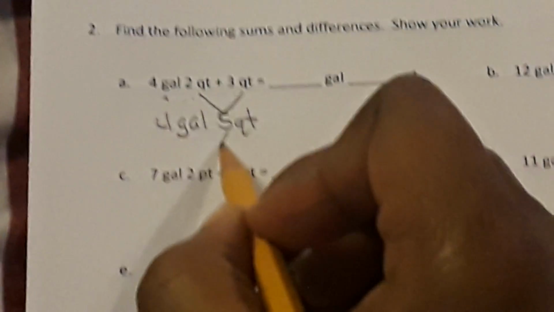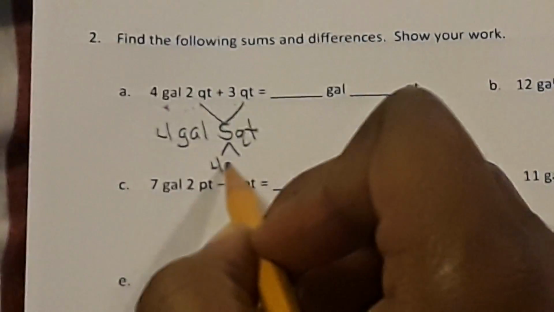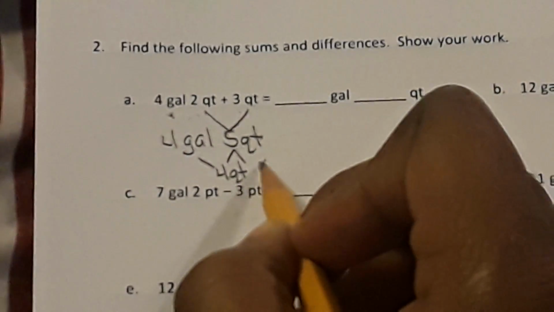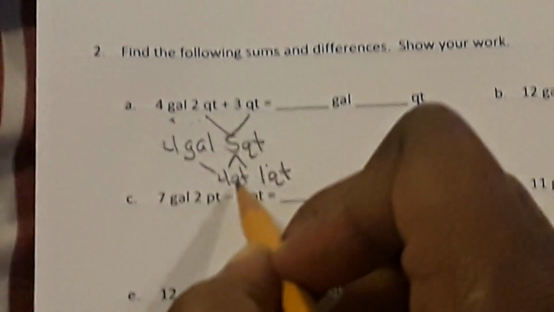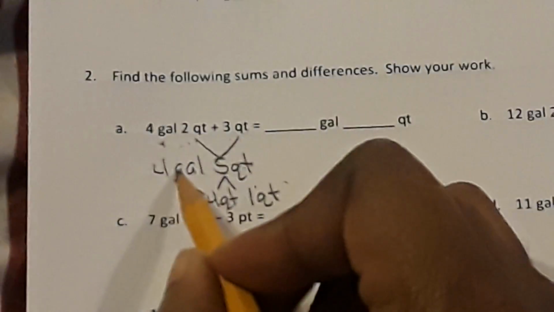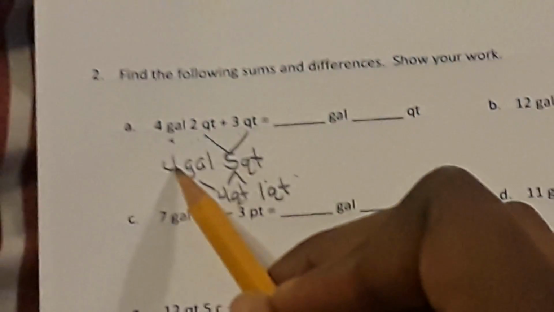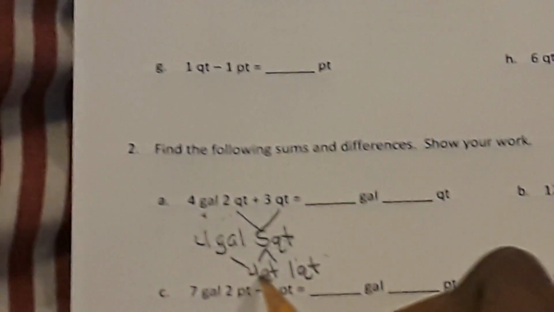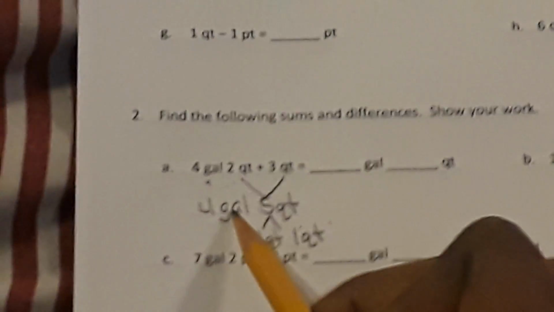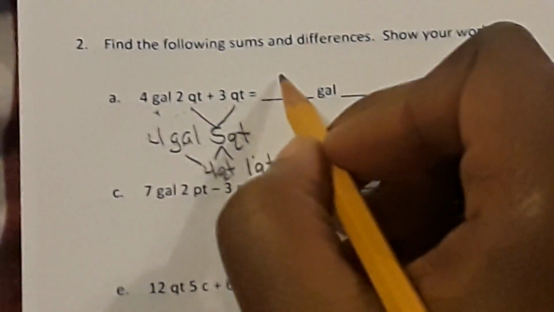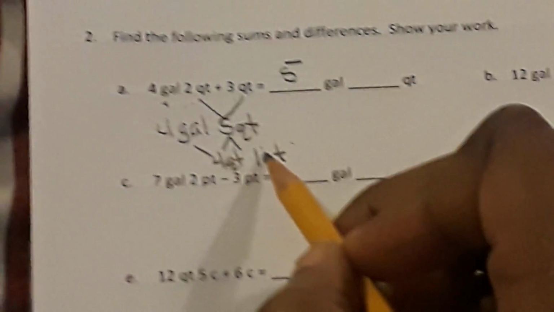But then this 5 can be broken into 4 quarts, which makes 1 gallon, and 1 quart left over. So this is still the 5 quarts. It's just broken into 4 quarts to give us a gallon and 1 quart left over. So that means now this 4 gallons plus this 1 gallon that we just made from the 5 would give us 5 gallons and the 1 quart we had left over.